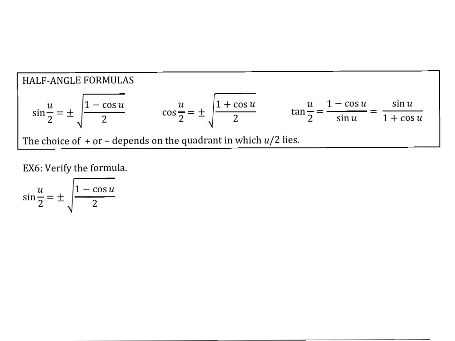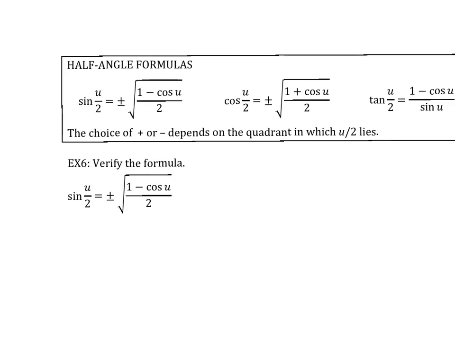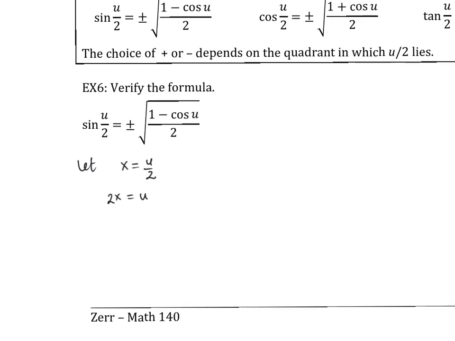Welcome back. I'm going to verify this half angle formula for sine. So the first thing I want to do is let x be equal to u over 2. Then if I multiply both sides by 2, I get that 2x is equal to u. That's just one thing that's going to help us out.